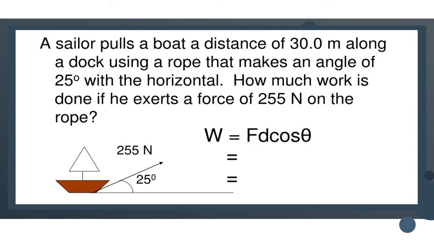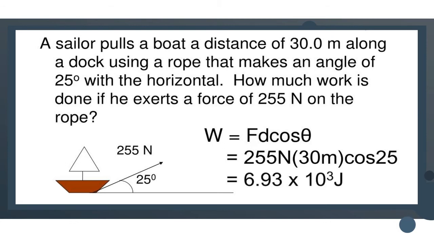Okay, let us just substitute the values natin. So, force po natin dyan ay 255. Ang displacement naman ay 30 meter at ang angle naman po natin ay 25. So, it will be 255 Newton times 30 meter cosine 25. So, the answer that we will get here is 6.93 times 10 raised to 3 joule. That will be the value for the work. So, di ba madali lang siya? Madali lang po kuhanin yung tinatawag nating work, and also the value of the force, distance, and also the angle.